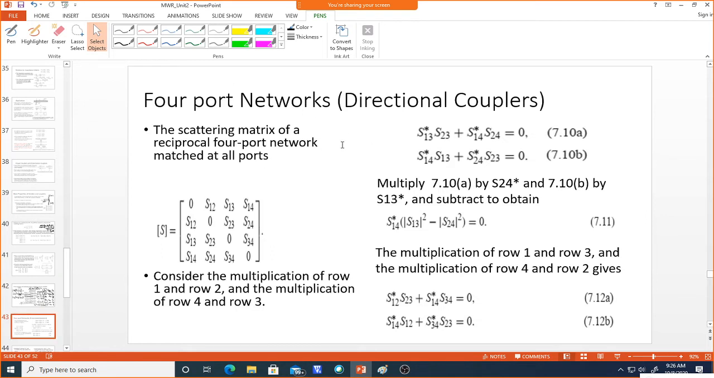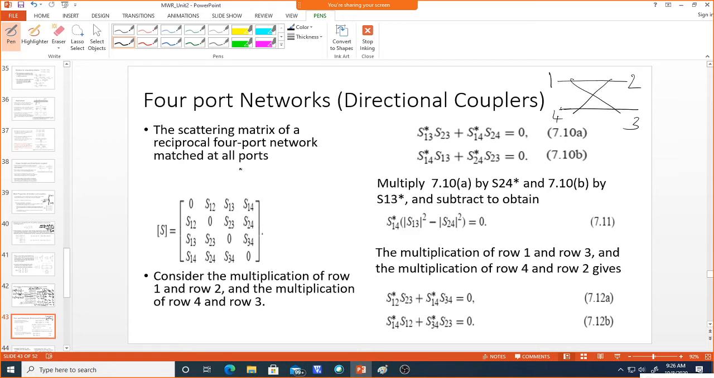Okay. So now if you come to the 4-port network, generally we call it a directional coupler. So how will it be? We can represent it like this. This is port 1, port 2, and port 3, port 4. We can represent it like this also, or there is another type of representation that I will show later. So this is a 4-port network which is called a directional coupler.